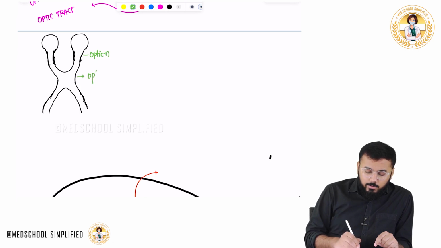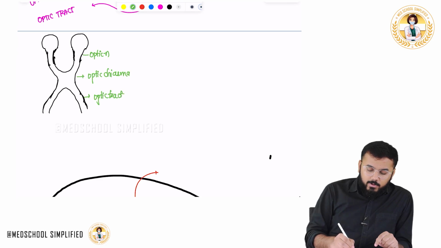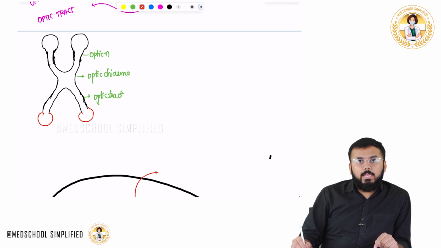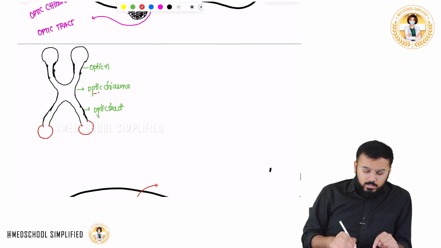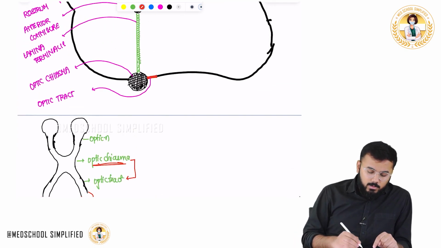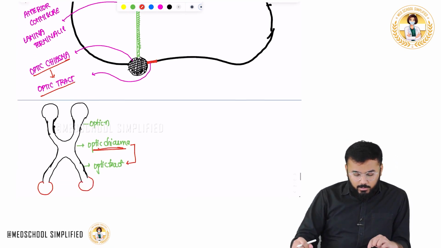This is called your optic chiasma, and this third one is called your optic tract, and finally they will end up in the geniculate bodies. These are called your geniculate bodies. See, this is the optic chiasma. Behind the optic chiasma, what do you have? You have the optic tract. See, here also the optic chiasma first, and behind the optic chiasma you have your optic tract.